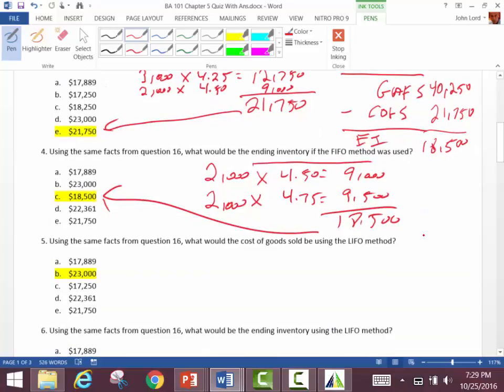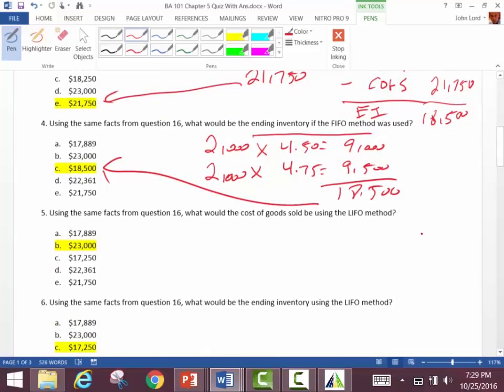How about cost of goods sold using LIFO? Who wants to do this one? Person who made eye contact for more than 3 seconds. Oh, you want it? I got people beating each other up over this one. I'll let you do this first. I'll let you do the ending inventory. You're going to get the first one on the next question, on the next test. Okay? So number 5 is all yours.